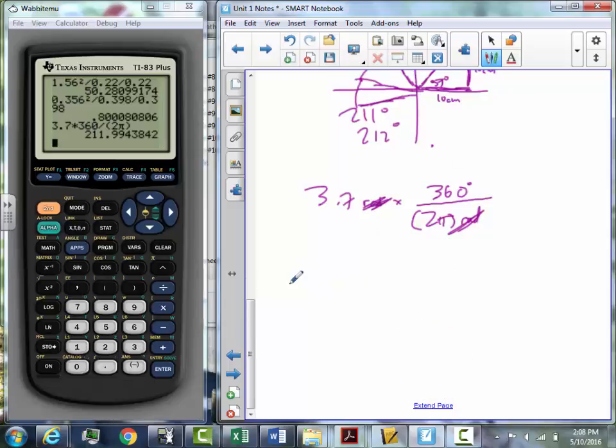If I did the opposite way and I said that you had 12 degrees, then you would say 2 pi goes on top and 360 goes on the bottom, because then the little degree symbol would cancel.